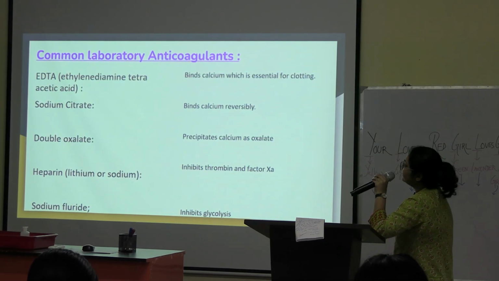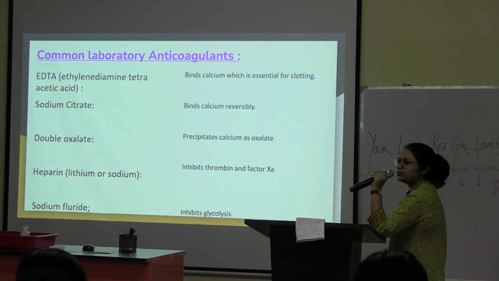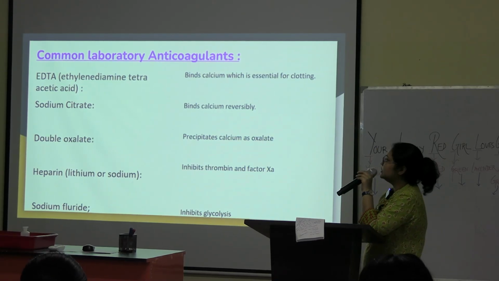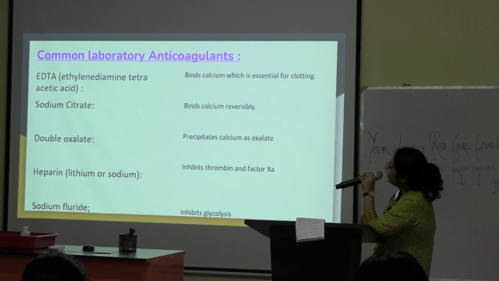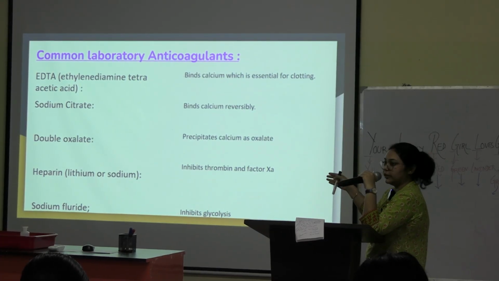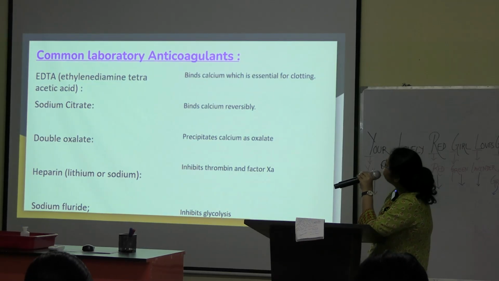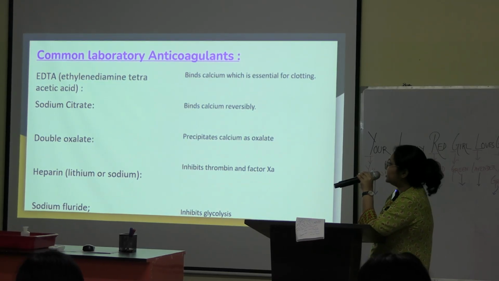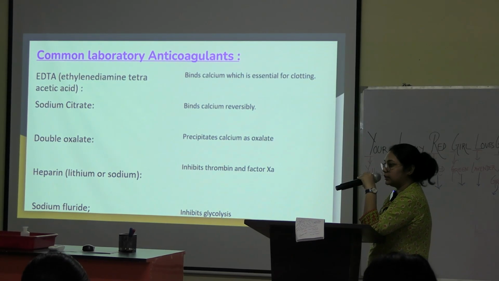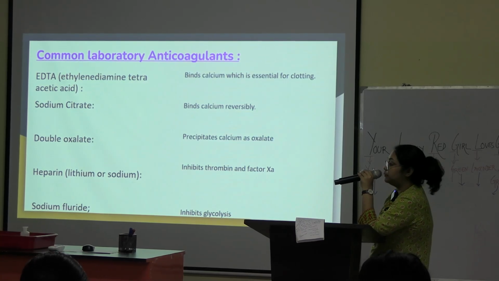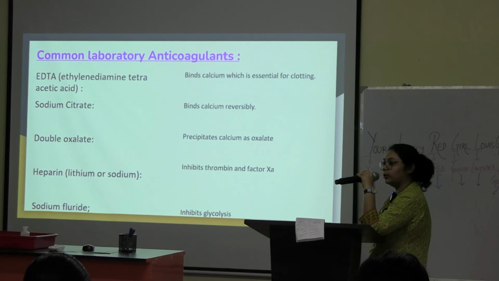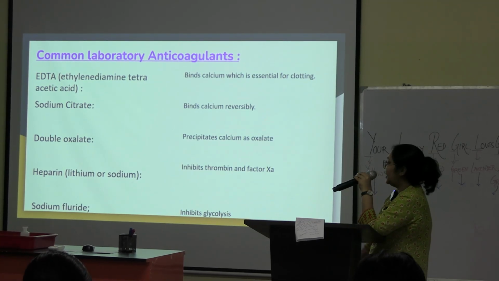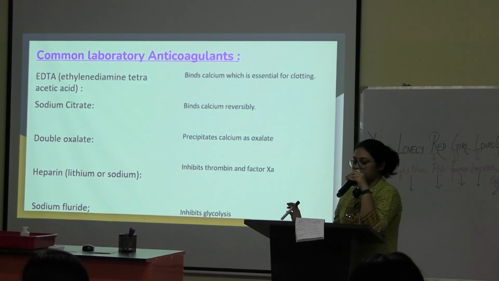There are some common laboratory anticoagulants which are used more commonly in the laboratories. These are EDTA, sodium citrate, double oxalate, heparin and sodium fluoride. Now these are the mechanisms of action. EDTA binds with calcium. Again, sodium citrate binds with calcium. Double oxalate precipitates calcium as oxalate. Heparin inhibits thrombin and factor Xa. And sodium fluoride inhibits glycolysis.